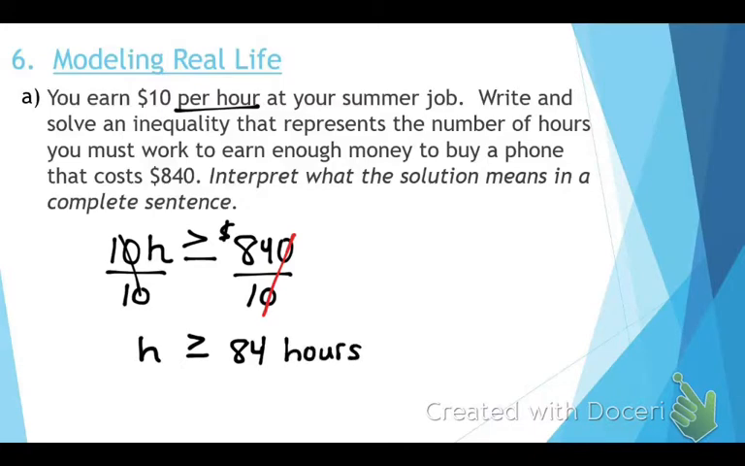Okay, some people were putting in $84, but you got to go back through to just double check and see what it's asking for, okay? It asks you to write an inequality that represents the number of hours you have to work in order to earn enough money to get this phone. This is the final answer, though. Interpret what the solution means in a complete sentence. Talk to the person sitting next to you to see what you think would be a good interpretation.